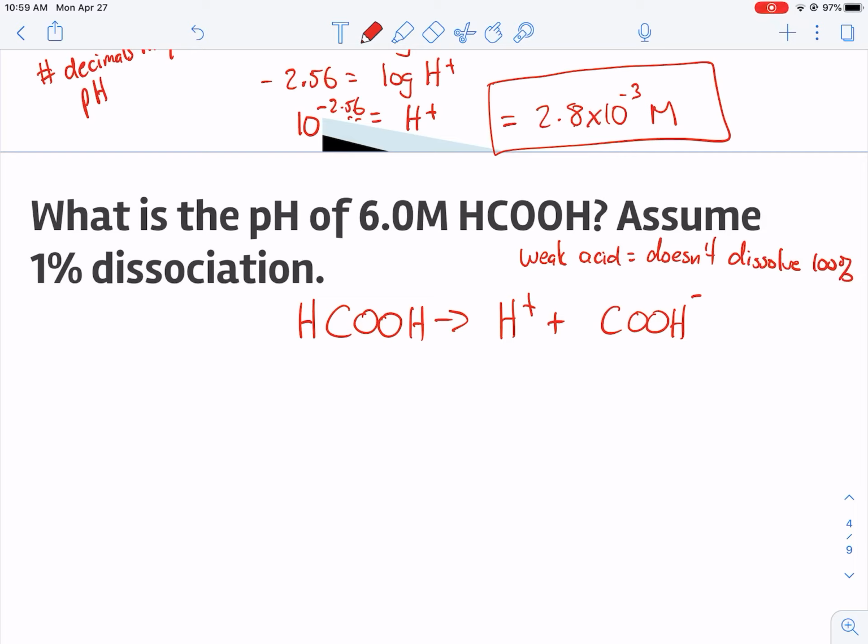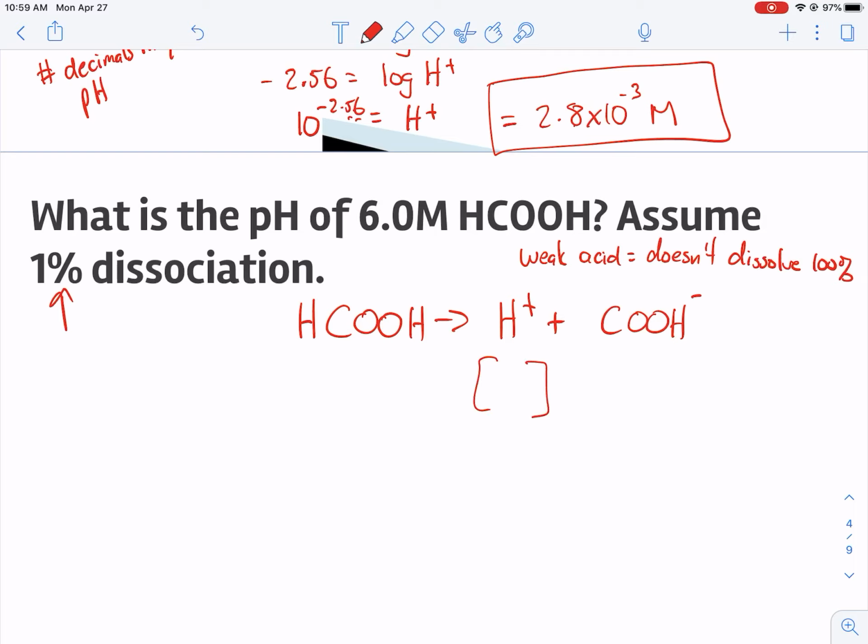It does not dissolve 100%. In fact, this one only dissolved 1%. Okay. So if this one only dissolves 1%, what would my concentration here be?